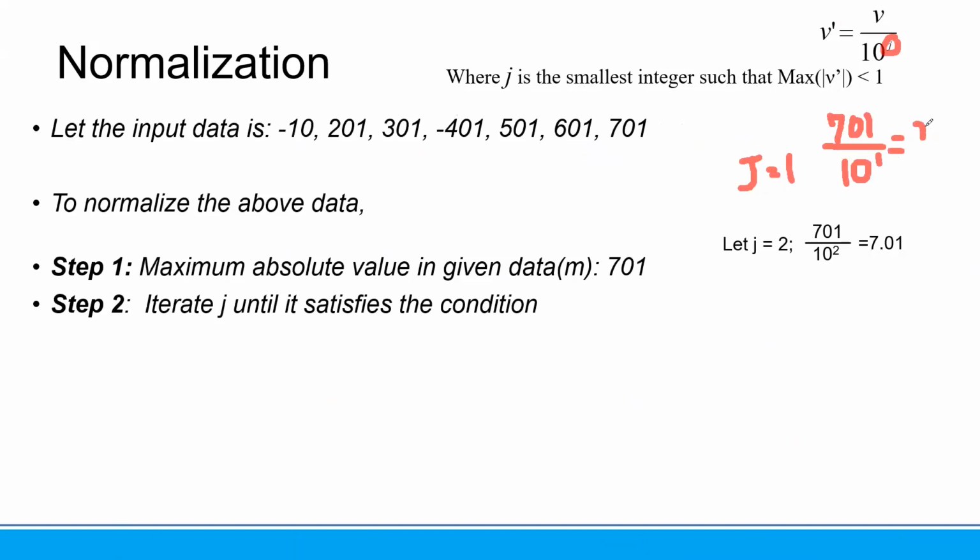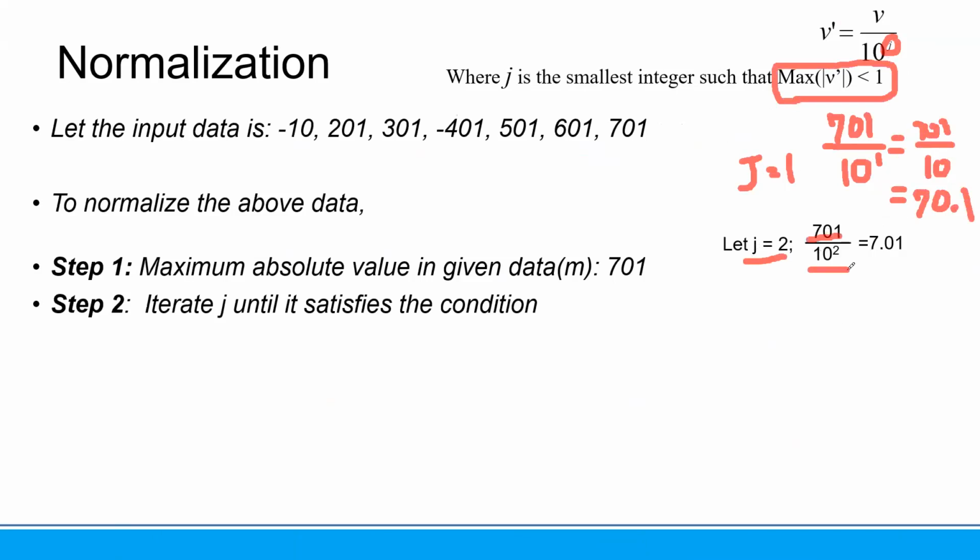701 divided by 10 is 70.1. 70.1. Is it less than 1? No. Then we go to the next j. So let j equal 2.